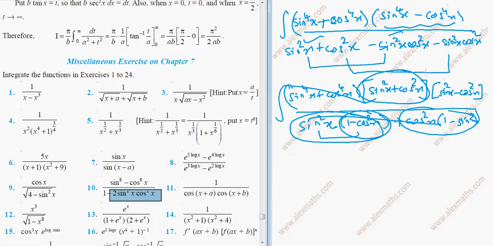And this will become 1, and this will become minus cos 2x. This we discussed in the type 3 itself, trigonometric formula. Then after that we can finish the integration, that's all.